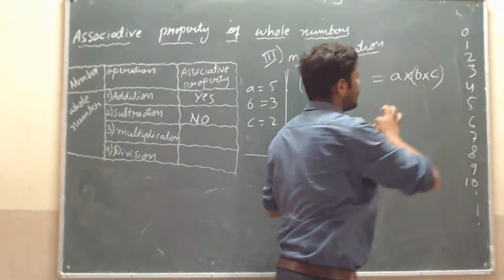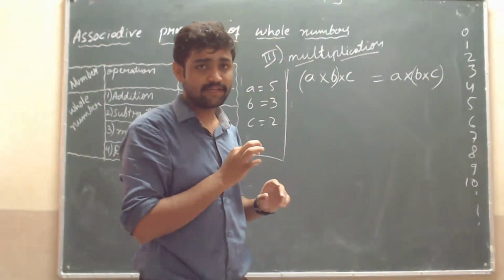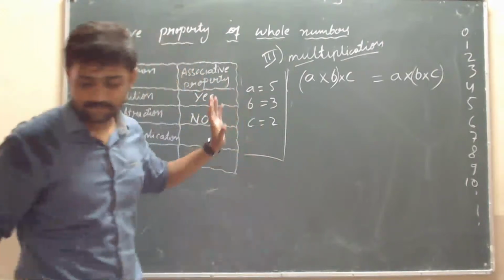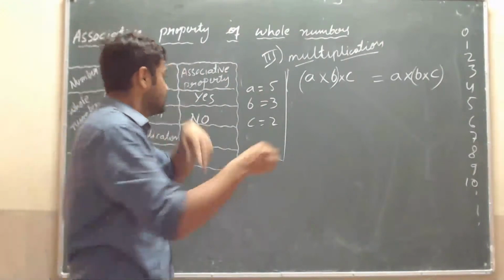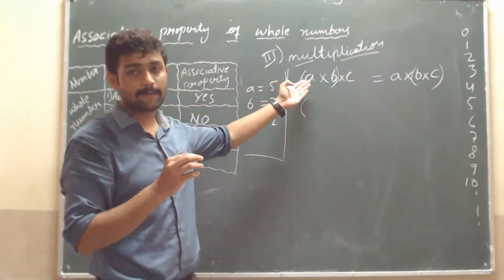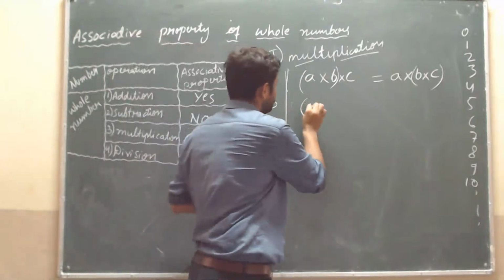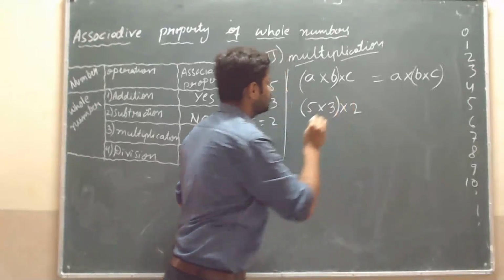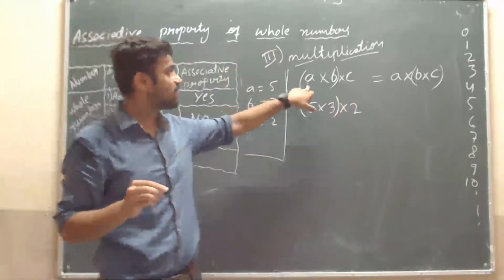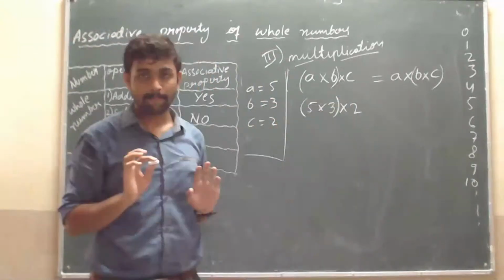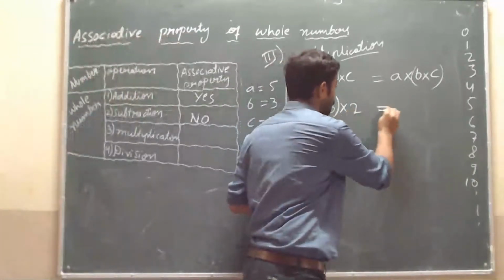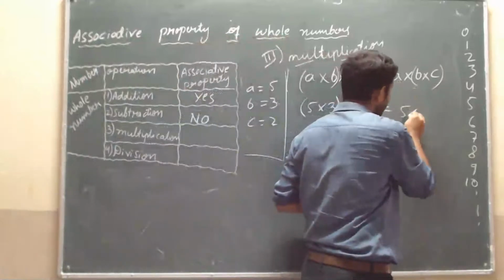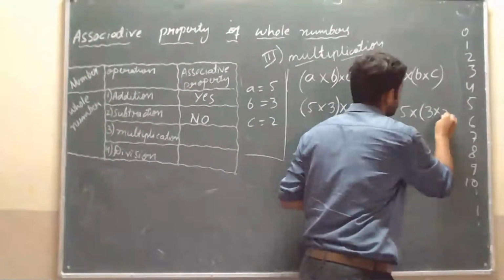Now I will take brackets there. Okay? Then substitute this. These are the values. Check. Substitute these values here. A is 5 and B is 3 and C is 2. That is 5, 3, 2. This is about the LHS side. A value is 5 and B value is 3 and C value is 2.